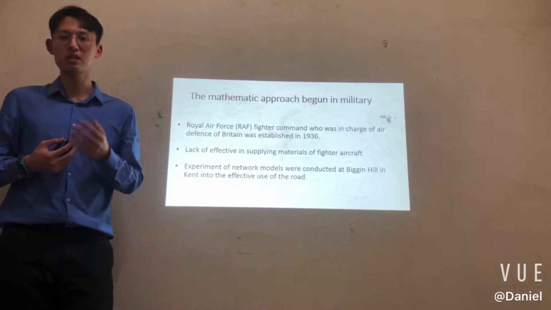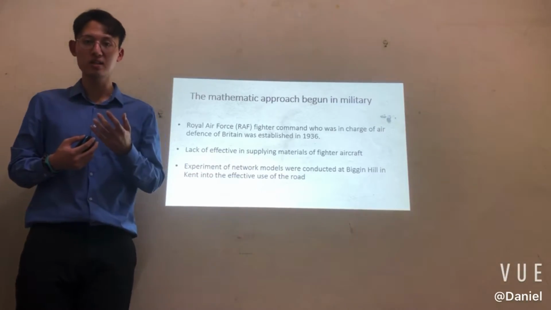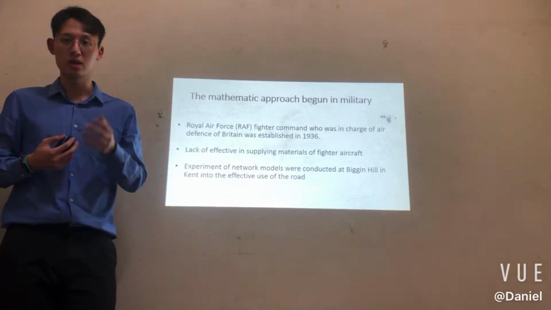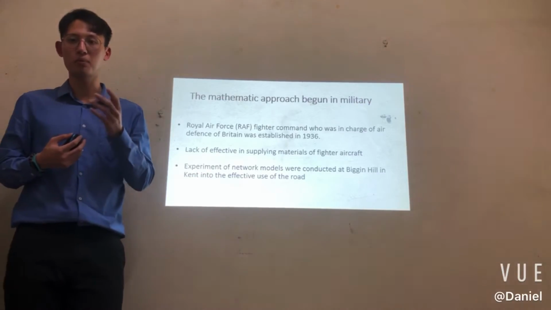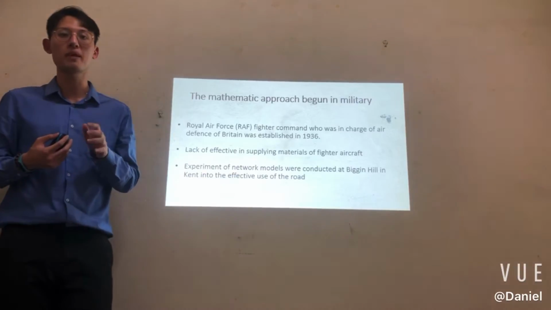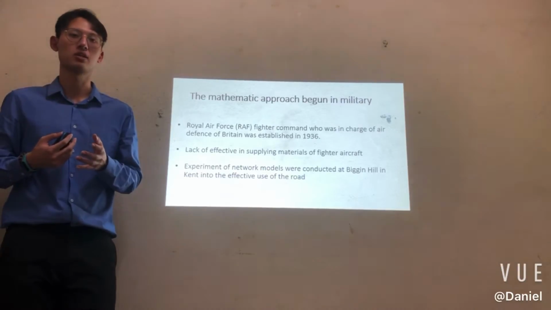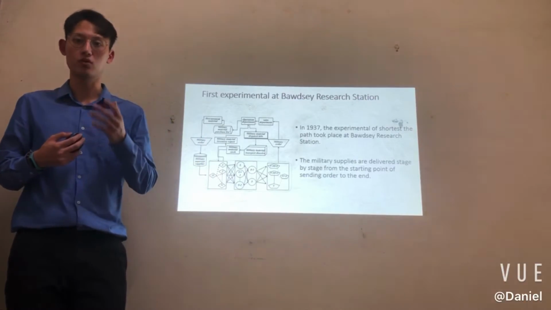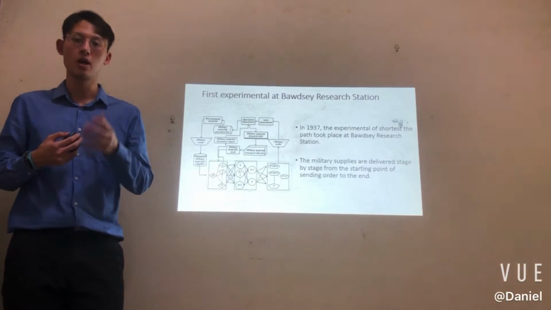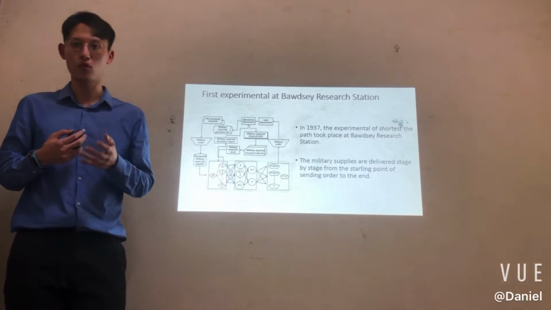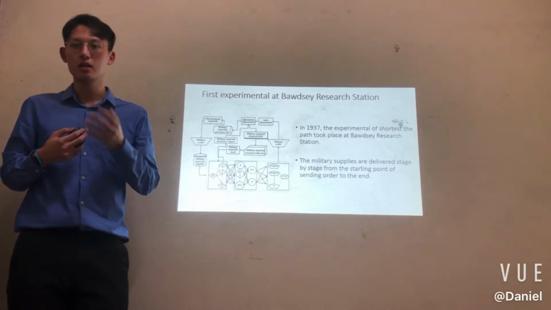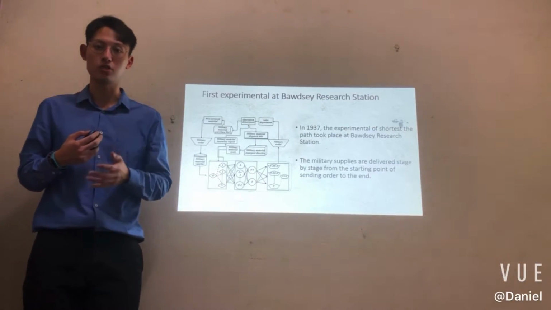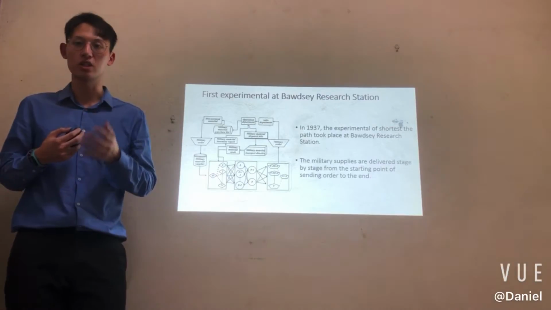In the same year, experiments of network models were conducted at Biggin Hill in Kent into the effective use of the roads. The reason for less effective supplying was that the sequence of supply materials was not planned effectively. In 1937, the experimental obstructed path took place at Bawdsey Research Station in order to achieve better supplying performance during aircraft fighting. The picture shows the military supplies being delivered stage by stage from the starting point of sending the order to the end.